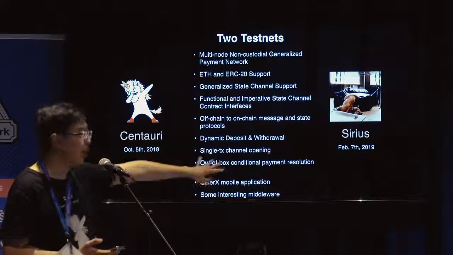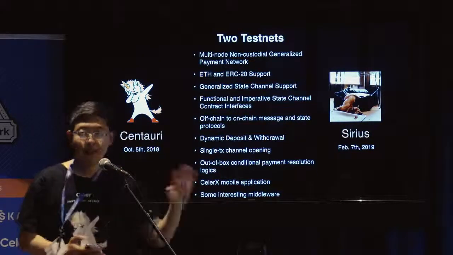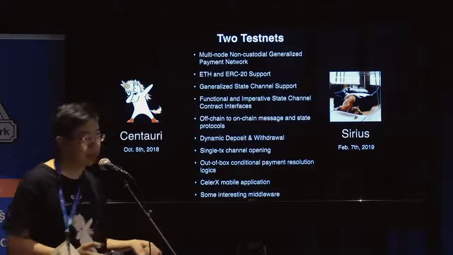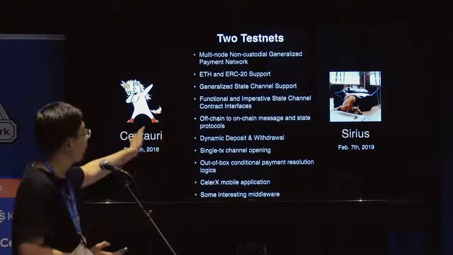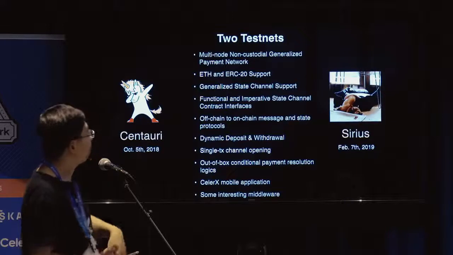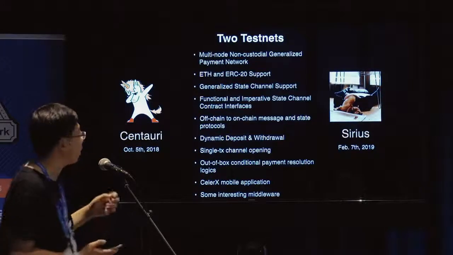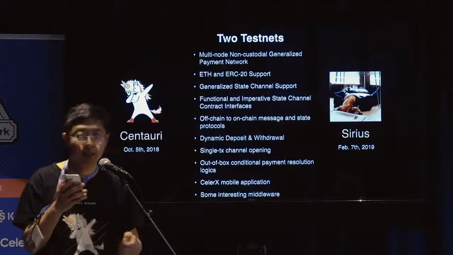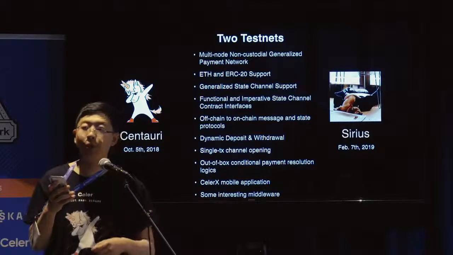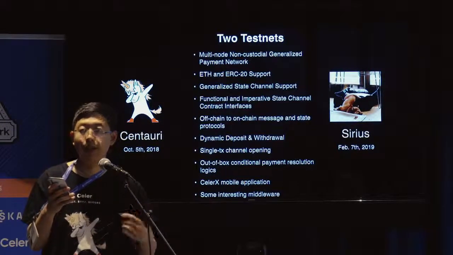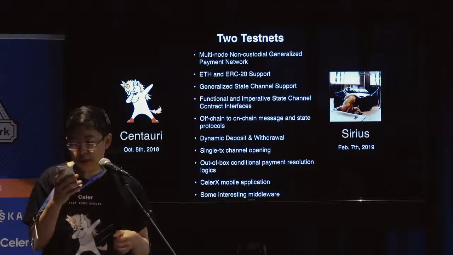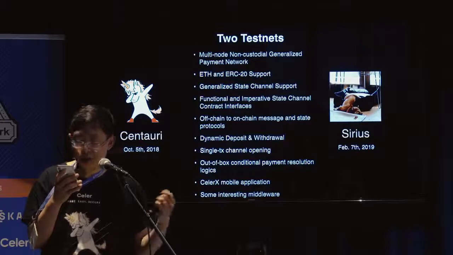Recently, around ETH Denver time, actually a little bit before ETH Denver, we launched the second version of the testnet. There's a huge list of features that we support: multi-node, non-custodial, and generalized payment. Support for any ETH and ERC20 means that once we launch, you natively support all sorts of stable tokens as well. And we have generalized state channel support.